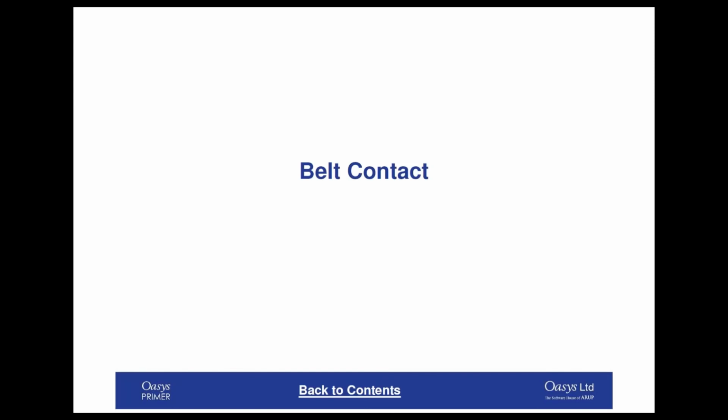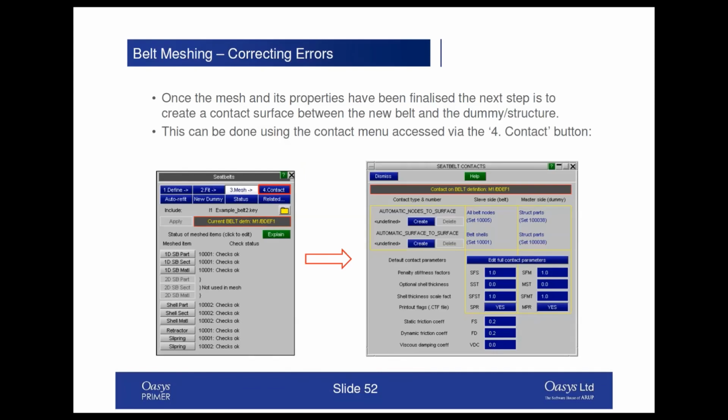Once we've corrected any errors, our belt has been fitted, and we've meshed it, the only thing left to do is to define a contact. This is an optional stage of the belt fitting. You may already have the contacts defined in your model. But because Primer has an intimate knowledge of the elements of the belt and the parts that you selected to come into contact with the belt, we can use that to quickly create belt contacts. So that's the 4th and final stage of the fitting process.